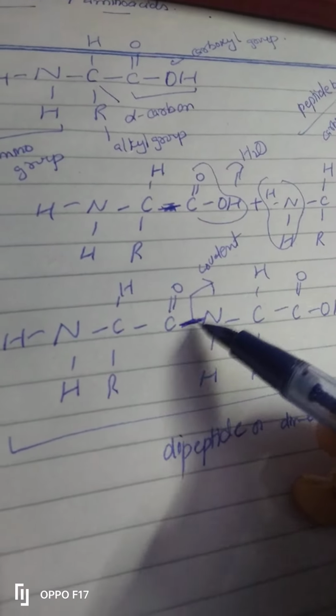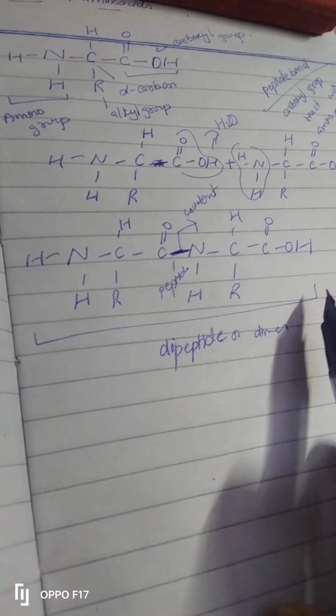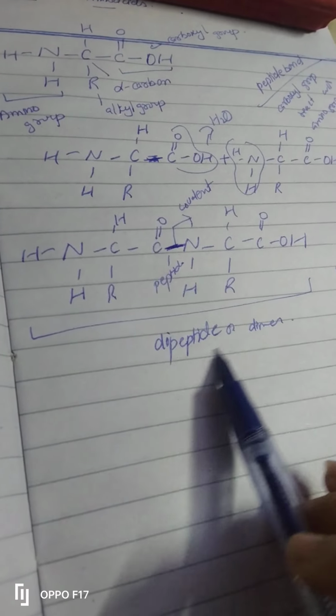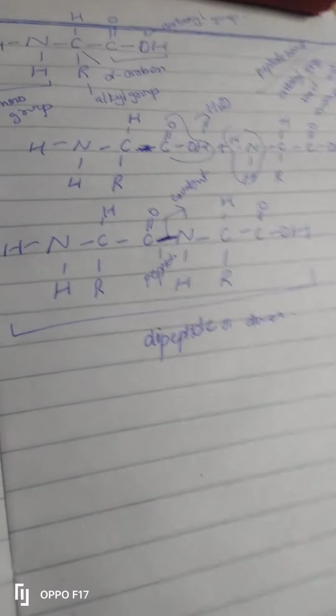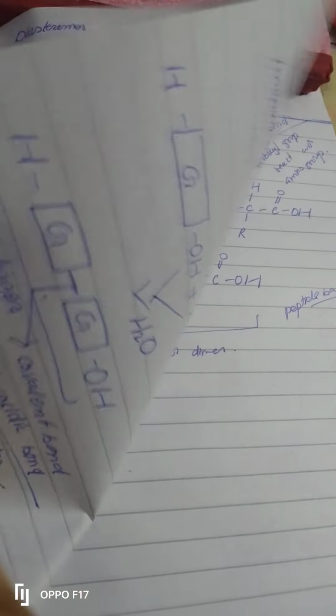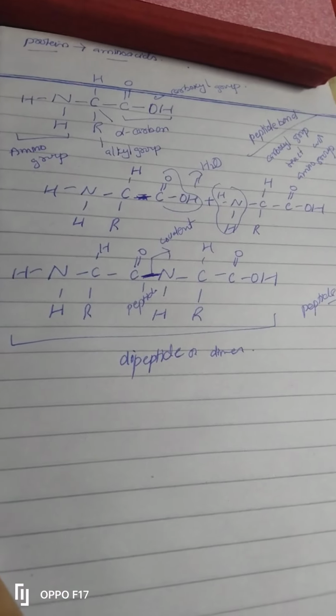So here the bond is a peptide bond, and two amino acids have been joined, so now it will be known as a dipeptide. So I hope the concept of dehydration condensation is clear to you.